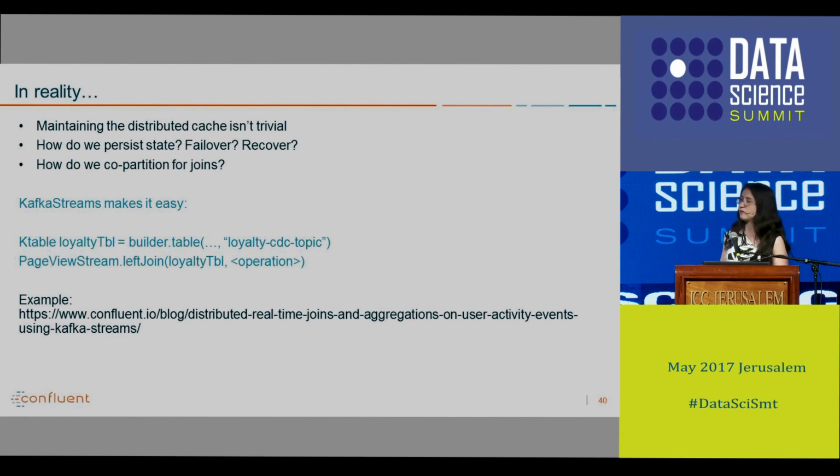Kafka Streams, and probably other stream processing as well, but I'm not familiar with them, make it really easy. You basically create a table from a topic and do a left join. And that's pretty much it. And again, I have an example, so if you don't believe me how easy it is, there is a long blog post on how to do it and how it works underneath and how they do all the crazy stuff to make it happen.